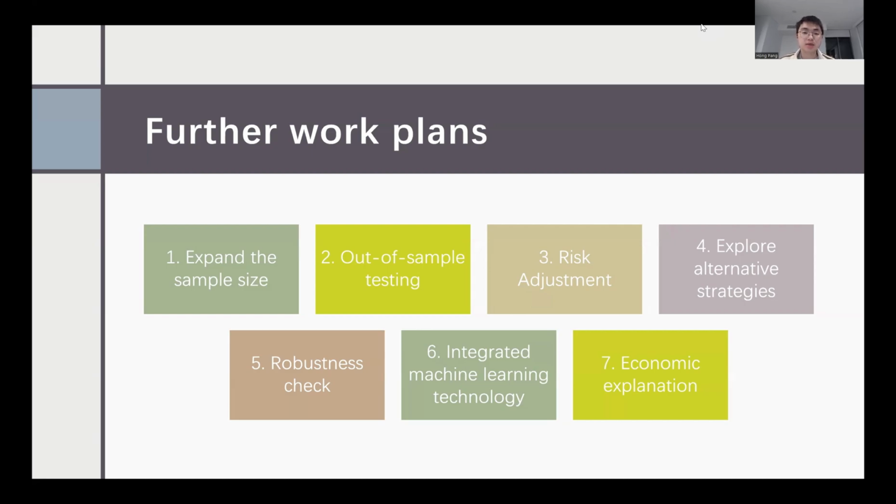Second, out-of-sample testing. We can test the strategy on out-of-sample data to check for consistency and robustness. Third, risk adjustment. We can use the CAPM or Fama-French model to adjust for risk factors in the returns. Fourth, explore alternative strategies, for example, momentum and value strategies, and compare them with the volatility-based strategy. Fifth, robustness check. We can conduct subsample analysis and compare different volatility measurement methods.